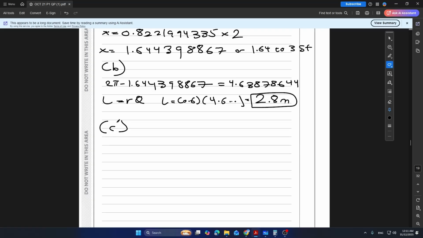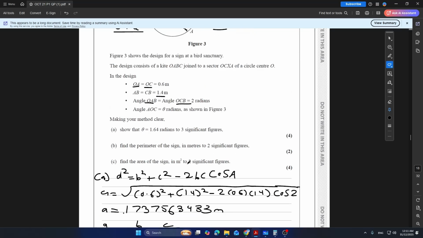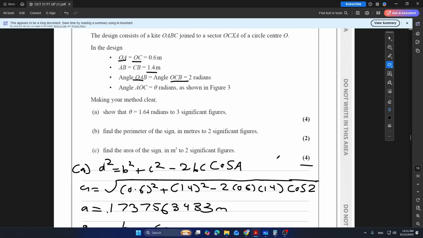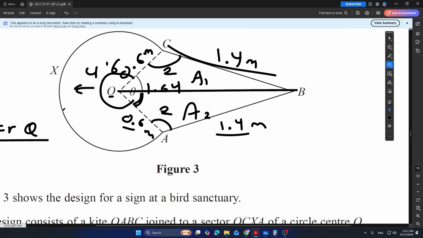Okay. Now the last thing is to find the area of the sine, in meters squared. Also, it's 4 marks, but it's very easy. Again, we'll go back to our splitting of a triangle. We find the area of this, this, and this, and we add them. How to find area of A1? A1 and A2 have the same area because I just split this in half. So I can find this triangle's area multiplied by 2, and then I add this area also.